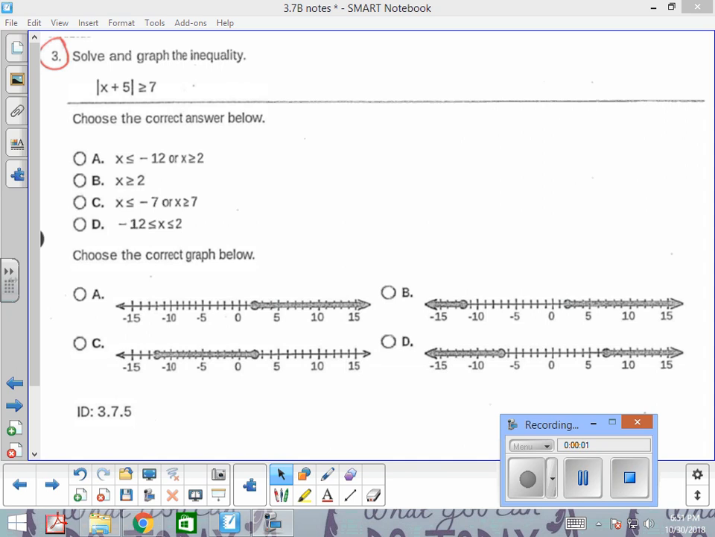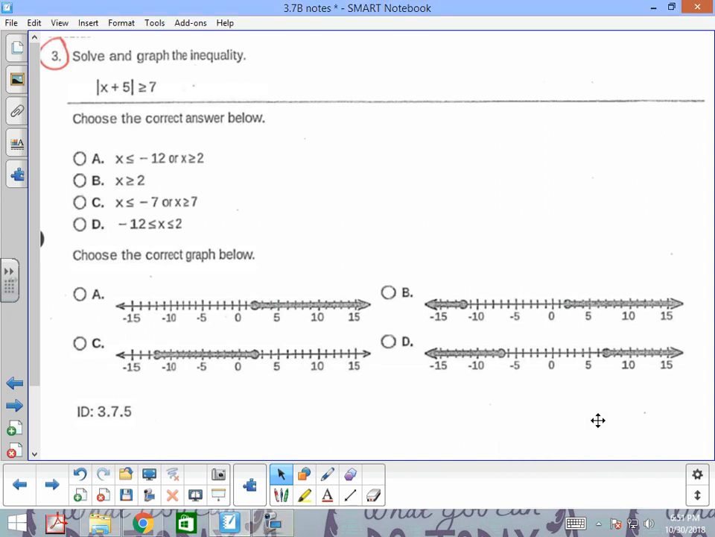This is video number 2 for 3.7b notes. So we're going to look at how to solve some of these inequalities that are absolute value inequalities. First example is problem number 3.